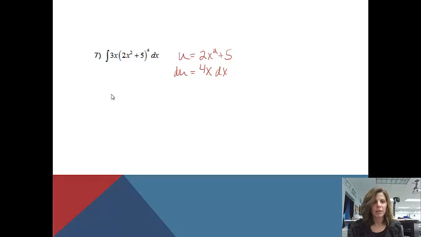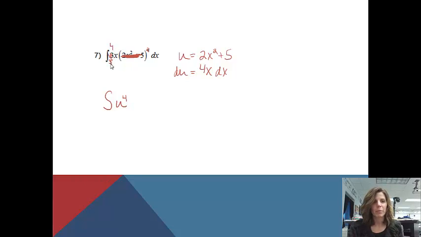From here, let's start substituting things in. I can cross off my 2x squared plus 5 because I'm going to call that u. This 4th power, I'll cross off and bring down to my problem. Now notice I have 3x dx, and I'm supposed to have 4x dx. So how could I make this 3 say 4 instead? If you remember from when we were working with some fractions, if I multiply this by 4/3, it will now say 4, because 4/3 times 3 is 4.